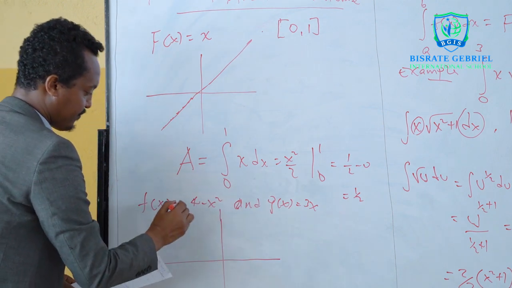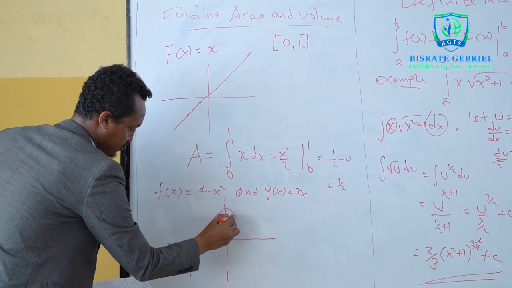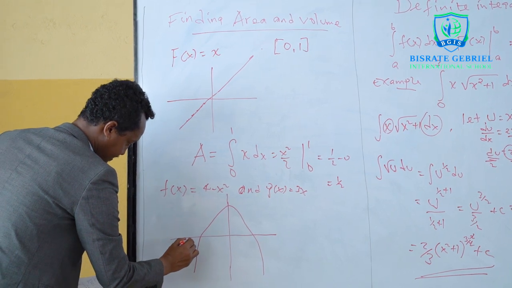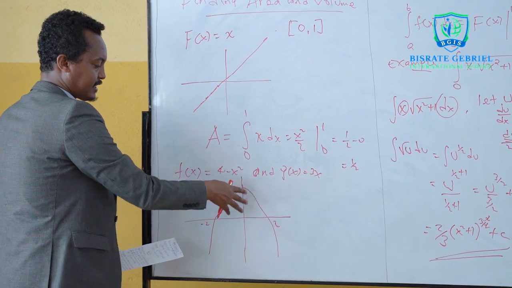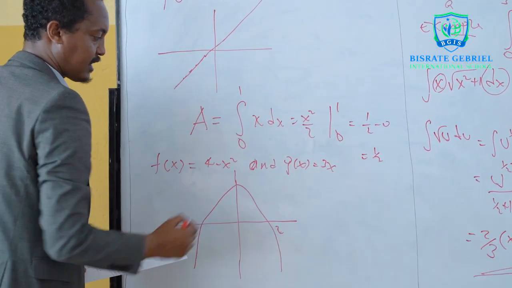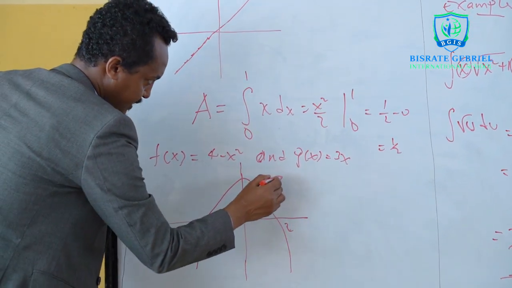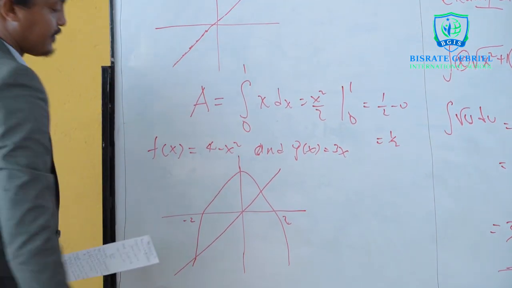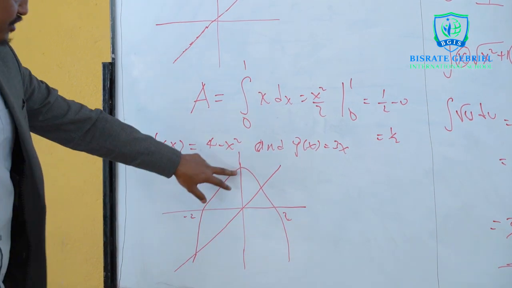The graph of 4 minus x squared is easy to draw. The points on the x-axis are from minus 2 up to 2. And this is the graph of 4 minus x squared, and we also draw the graph of g of x equal to x, which passes through the origin. Now, the point is here. Now we have this region.